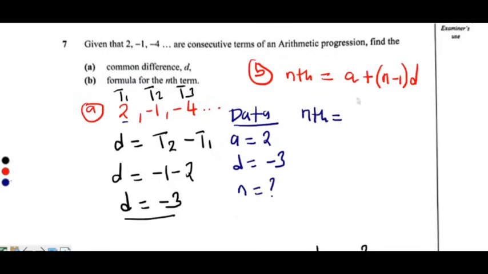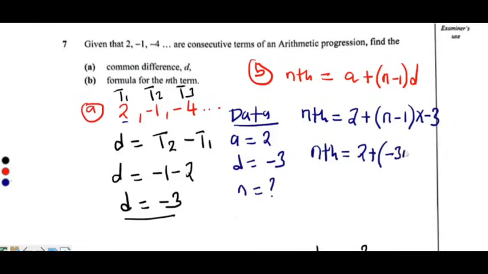Nth term is equal to, where there is A, we are going to put a 2 plus open bracket n minus 1 times the common difference, which is a negative what? 3. So from here we are going to have nth term is equal to 2 plus, so this negative 3 has to multiply all the terms inside the bracket. So negative 3 times n, this is going to be negative 3n. Negative 3 times negative 1, this is going to be positive what? 3. Now from here we are going to have nth term is equal to 2, we open the brackets by multiplying with a positive outside, positive times negative 3n, this will be negative 3n, positive times positive 3, this will be positive what?